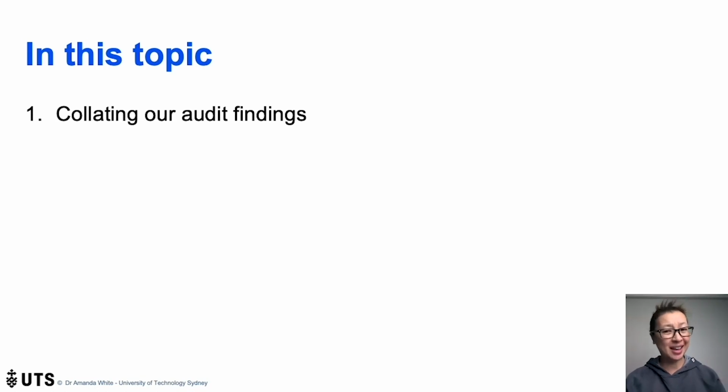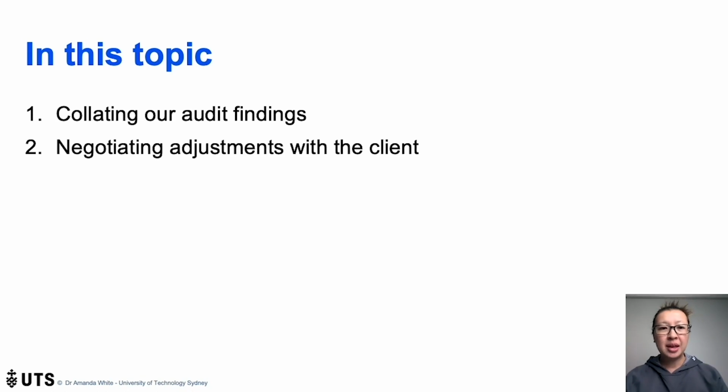Firstly, about collating our audit findings, bringing all of our audit evidence together. Then we're going to look at negotiating audit adjustments with the client. This isn't something that's talked about in textbooks a lot, but there's a lot of organizational psychology that goes into how do we negotiate the adjustments with the client.